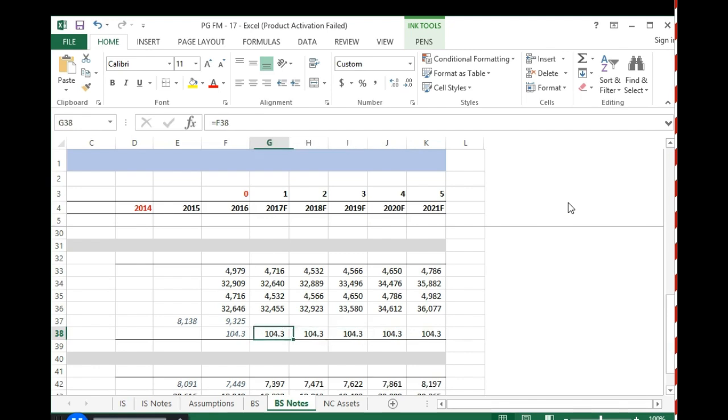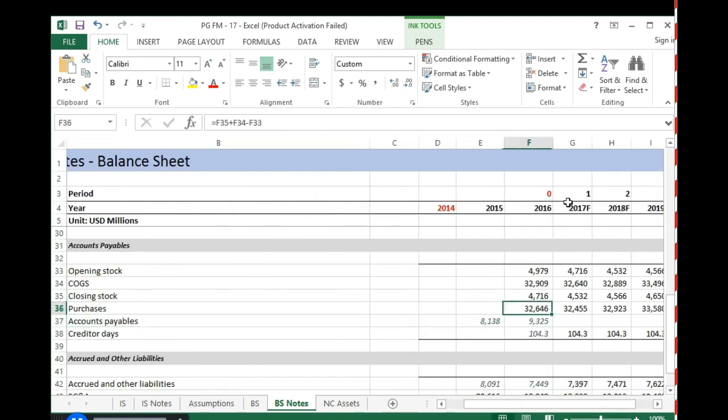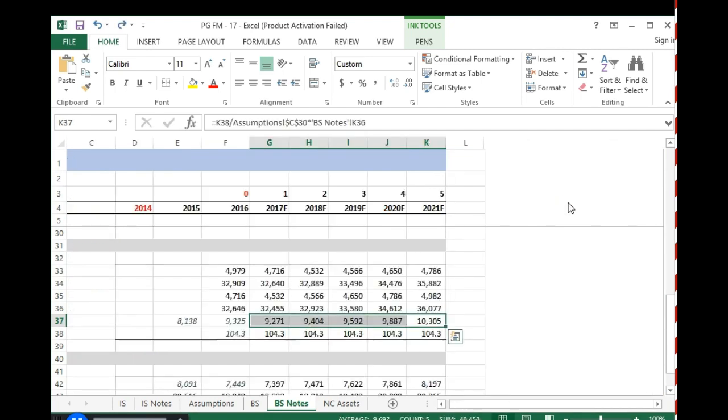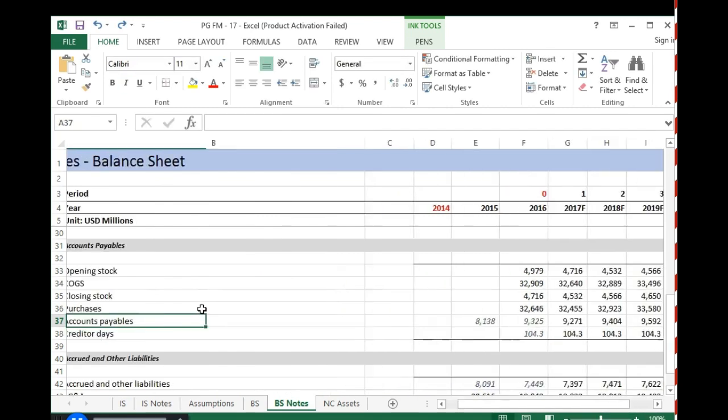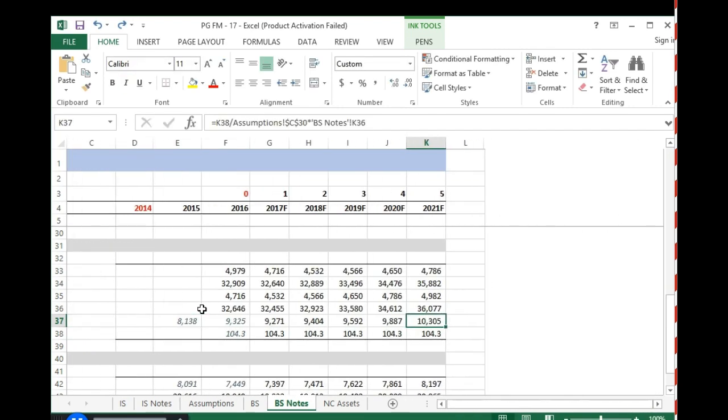Once I have forecasted future days, I can use these days and the purchases numbers to estimate or forecast the account payable. So account payable will simply be days divided by 365 multiplied by purchases. Any problem so far? So this is how you forecast accounts payable.